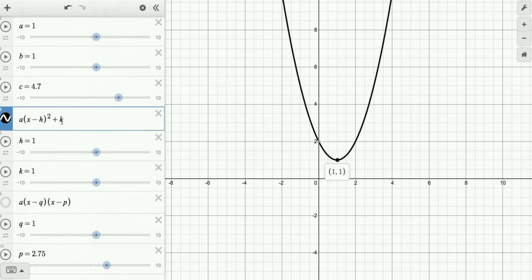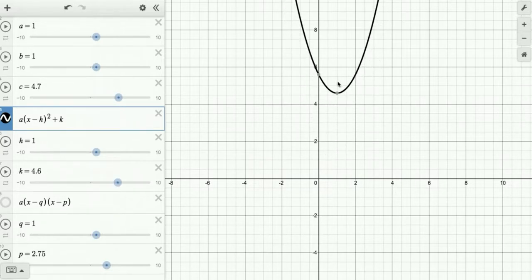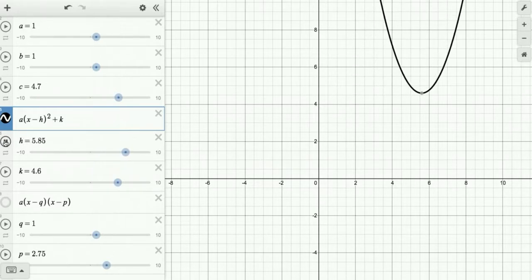And if k is 1, the y-coordinate of the vertex is also going to be 1. Well, in this case, it's 1. So if we let k play, we should expect that this 1 just increases as k increases. So for 4.6, it's 4.6. And if h increases, it's going to move to the right, because we have to imagine that now the x is increasing. X goes along this way. So if h increases, the parabola moves this way.